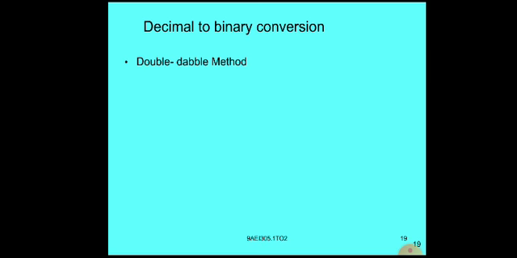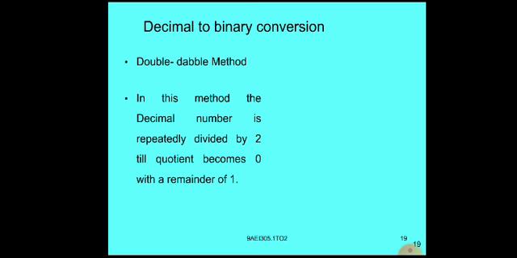So here, decimal to binary conversion. One method is called the double dabble method. In this method, the decimal number is repeatedly divided by 2 till the quotient becomes 0 with a remainder of 1. That is the procedure. Repeatedly you have to go on dividing the decimal number by 2, and once you get quotient 0 with remainder 1 at the last, you have to stop. That is the procedure you have to remember.